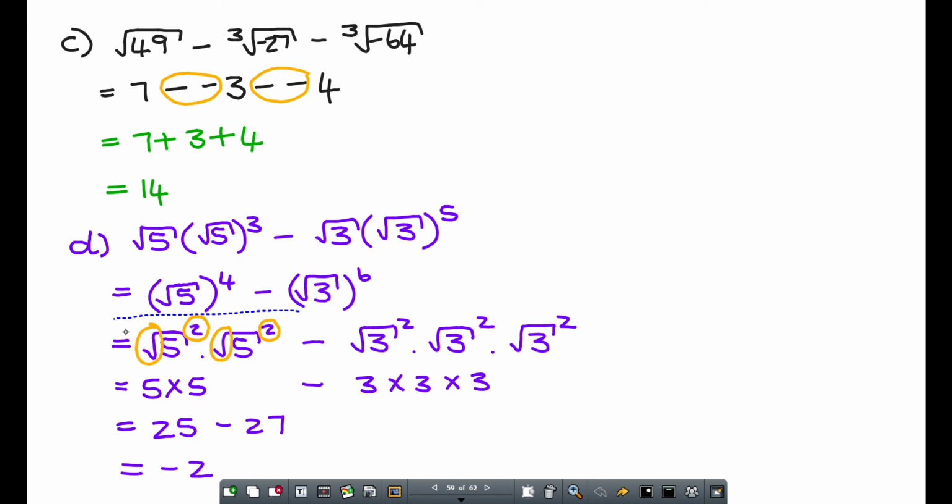I wrote this step to show you guys, right? But in the same year, you could actually have skipped from there to this. Or some kids even skip directly to that one. It depends on how comfortable you are with it.